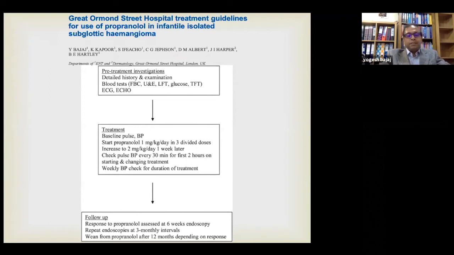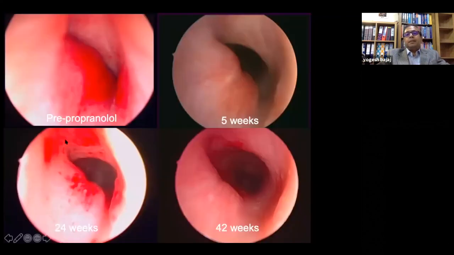If you say, oh yes, it's responding, then you will repeat the endoscopy at a 3 months interval, and then serial endoscopies. And that's where the natural history of the disease comes in. So with this kind of child, a large hemangioma, you scope them at 6 weeks, you say, oh yes, this is responding, let's carry on. And then you check again, and then you check again. So you're just simply buying time.